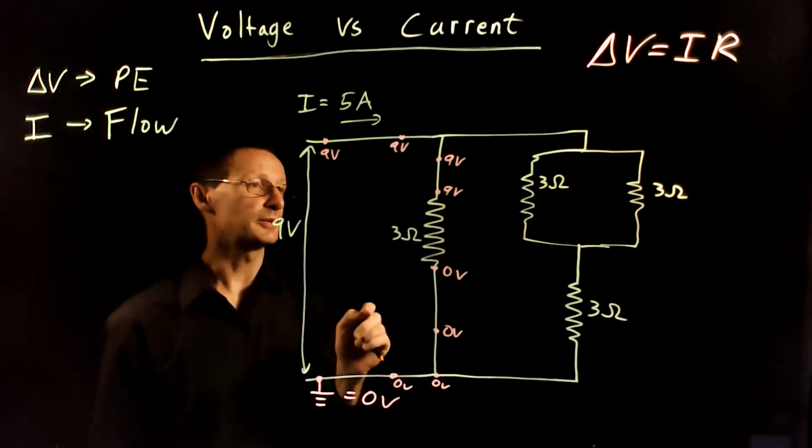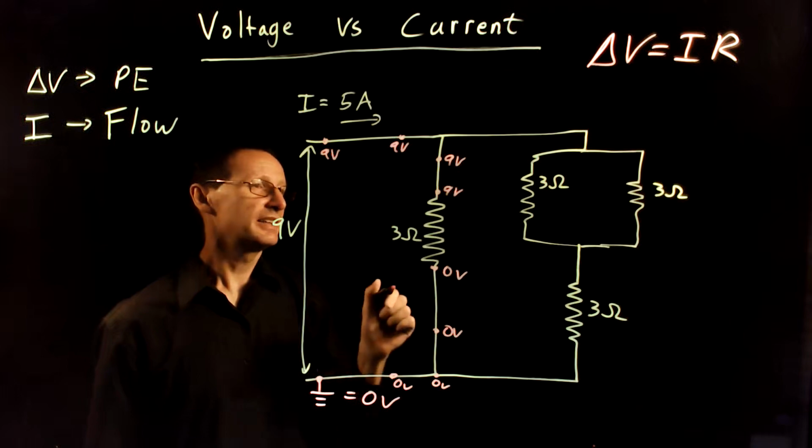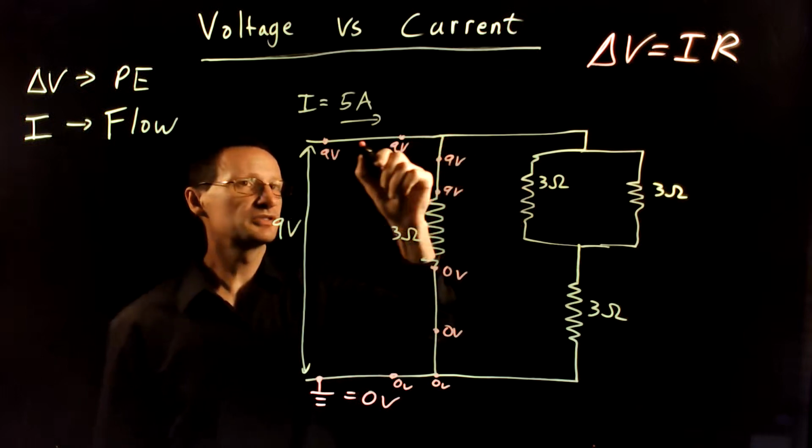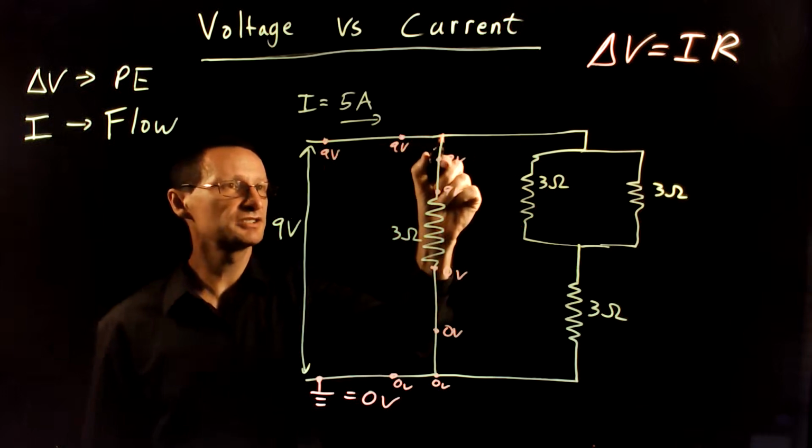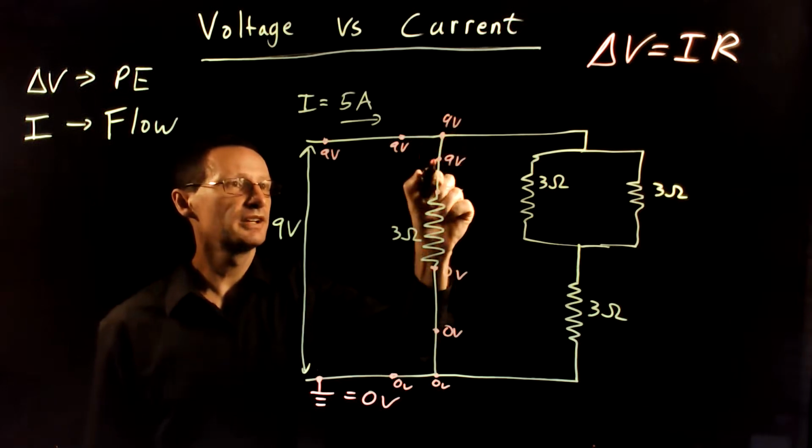Now what happens over here? Well, let's again start over here. It's 9 volts here, it's 9 volts here. As it crosses this junction, well, at the junction, it's still 9 volts.